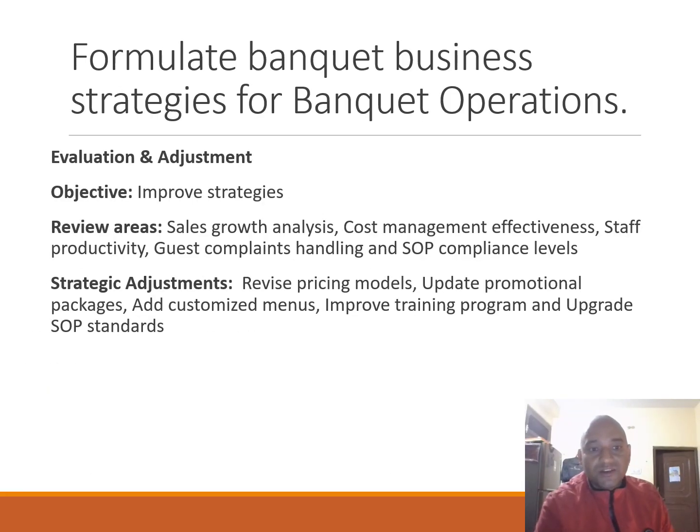Evaluation and adjustment. The next step, the objective is to improve strategies. If our strategies are not effective, how can we improve? Through some evaluations, and by doing some adjustments, we can achieve our strategies. Review areas: sales growth analysis, cost management effectiveness, staff productivity, guest complaint handling, and SOP compliance levels may be the review areas where we need to look.